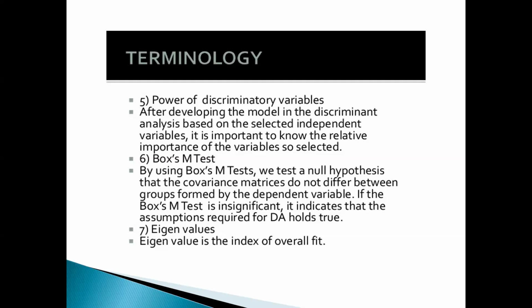This test is very important, the Box M test. By using the Box M test, we test a null hypothesis that the covariance matrices do not differ between groups formed by the dependent variable. If the Box M test is insignificant, it indicates that the assumption required for DA holds true. That is, the problem of sphericity is there if we are dealing with more than two groups. And if we are dealing with two groups, then equality of variance is the problem.